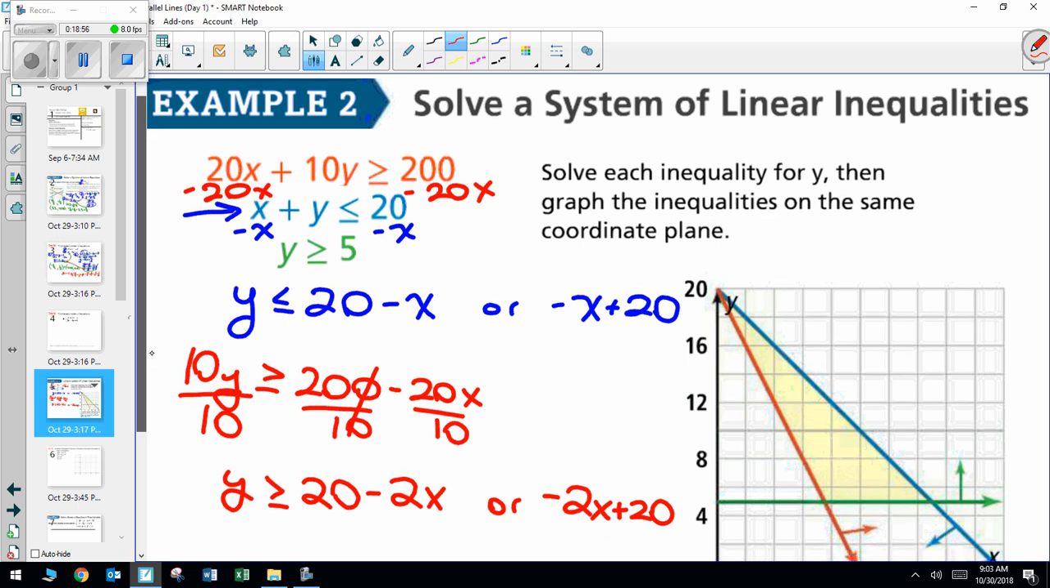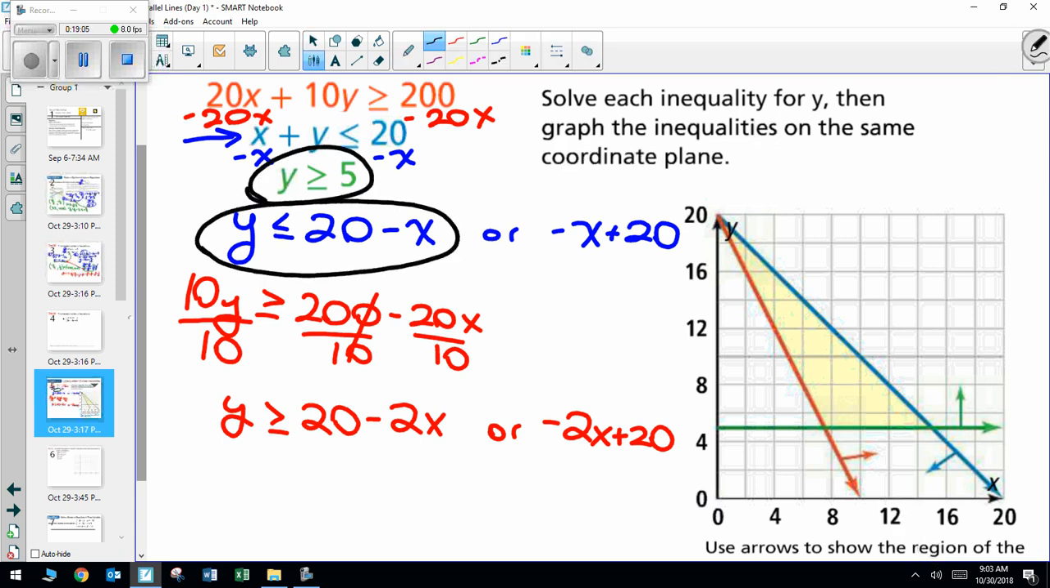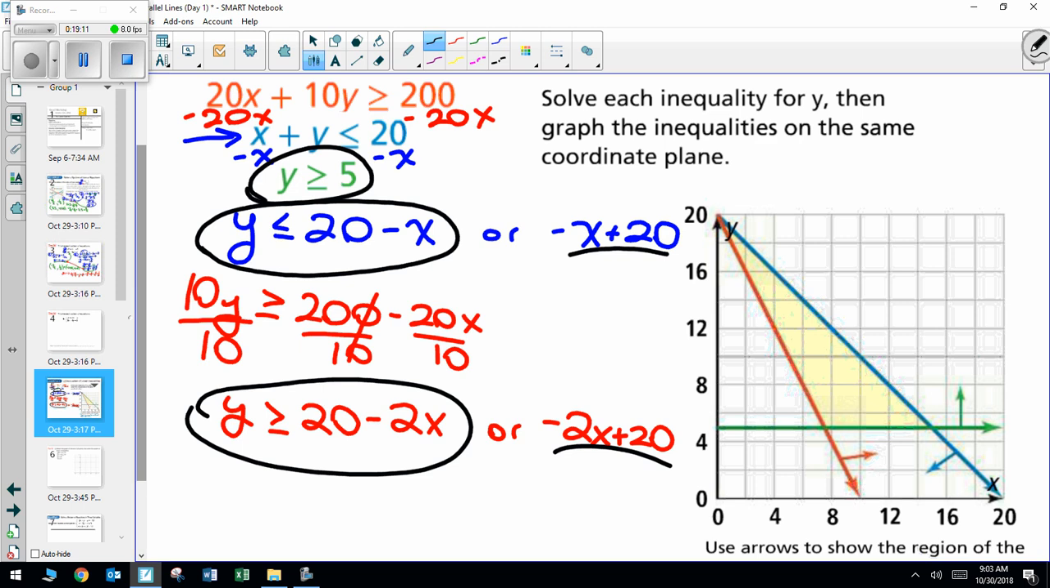So I have three equations I'm plotting. That one, this one, and this one, or those two. Right? So graphing the line y is greater than or equal to 5. So if it was just y equals 5, what does a constant function look like again? Just a straight line. Right?